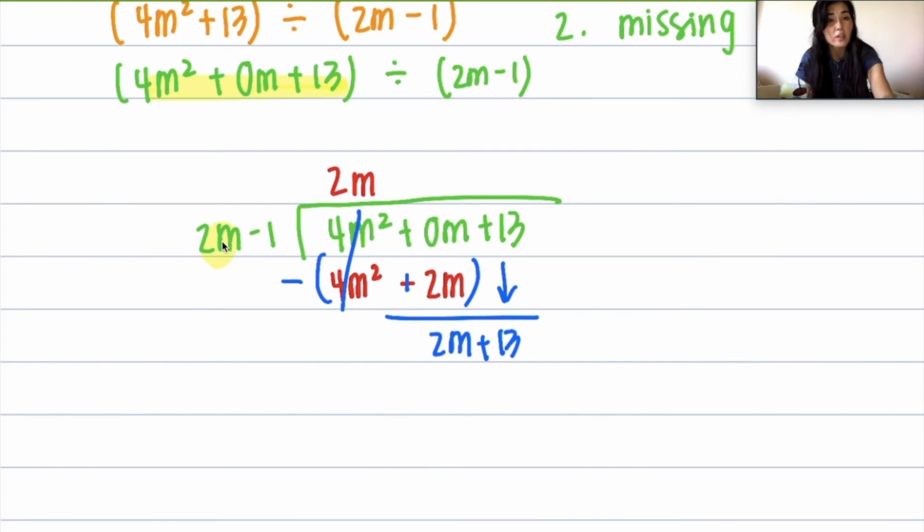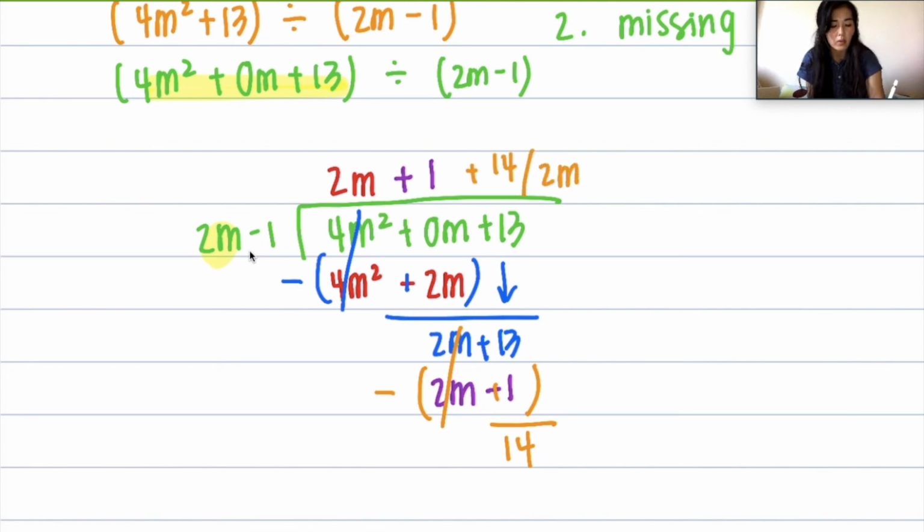Same idea here, focus on the first term. 2m times 1 gives us 2m, so we're going to put plus 1. So 2m here, and then remember multiplying 1 times negative 1 is going to give us minus 1. Be cautious here, because again, remember subtracting the entire second term. This cancels. 13 minus negative 1 is going to become a positive 14. And then that is going to be your remainder. So bring that up to the top, plus 14, and we put that over what we are dividing by. So that's the final answer there.